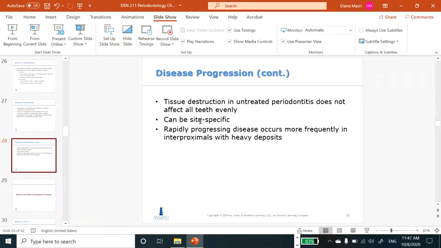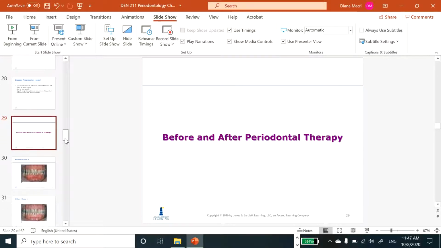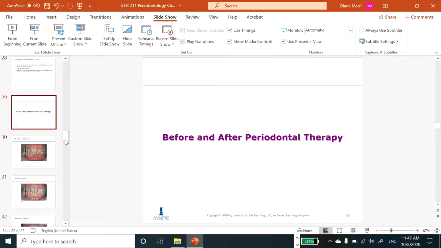So it can be site-specific. Rapidly progressing disease occurs more frequently in interproximal areas that have heavy deposits. Once again, underscoring the importance of calculus removal, but please always remember that the severity of the immune response is going to be dictated by the person, by the health of the person.